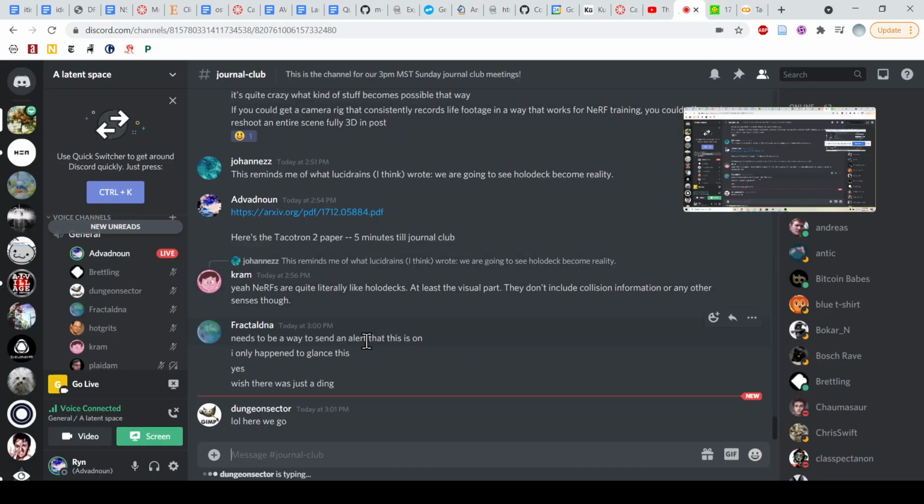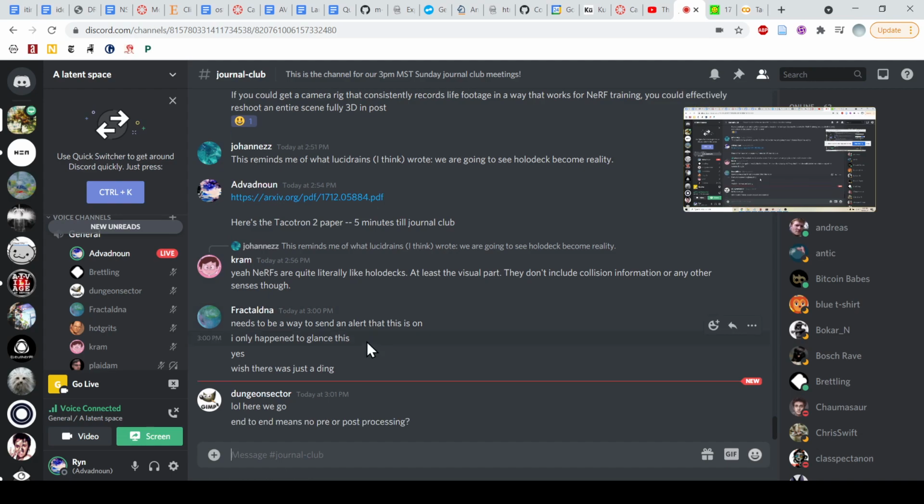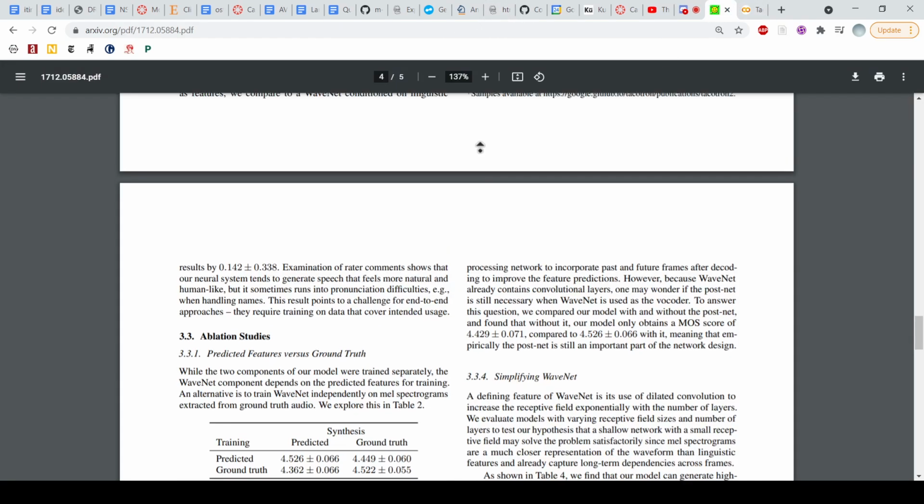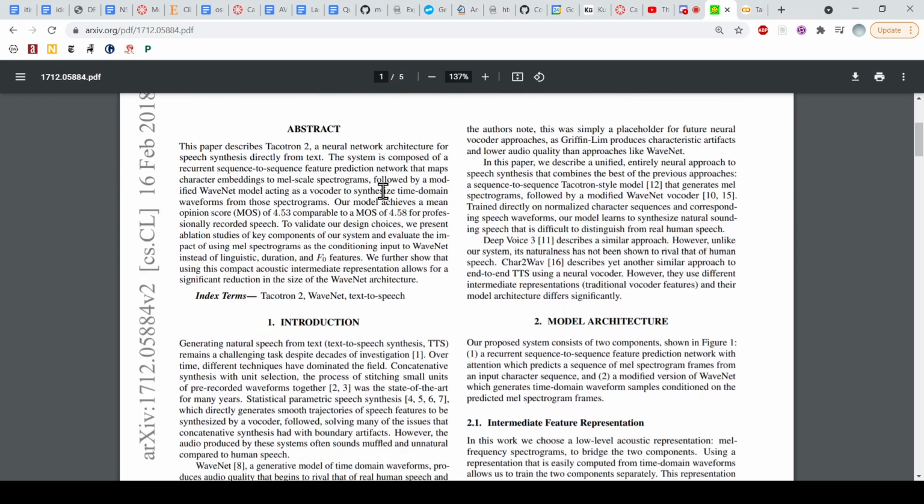So what that basically means, by my understanding, is no pre-processing, no post-processing. I think there's also another aspect of it, let me think. Yeah, it's kind of like you just have the neural network and that's it. So that's the gist of end to end, I think.